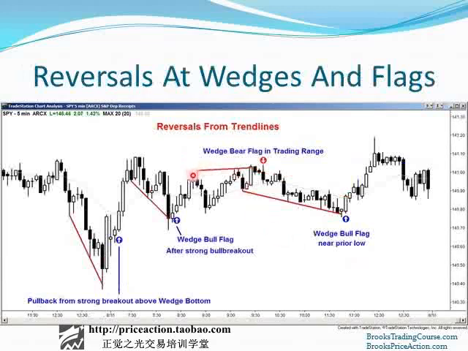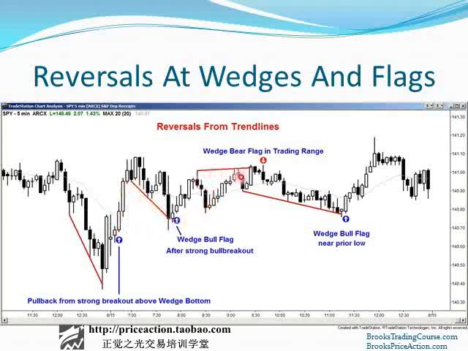Here are examples of other reversals. Again, a trend channel line. The market broke below it and immediately reversed up. Here's a bull trend, and we have 3 pushes down. The market fell below the trend channel line and reversed up. So you have a wedge bull flag after a very strong breakout. So it's a higher low major trend reversal at a trend channel line.